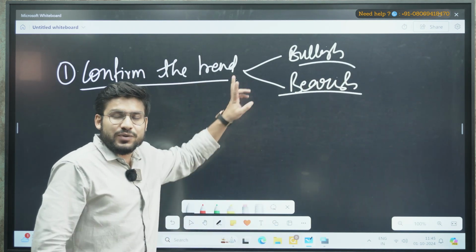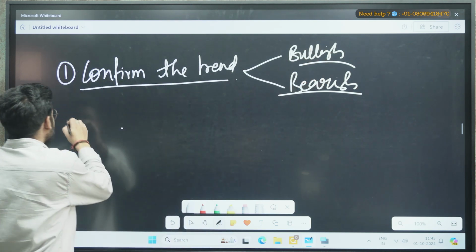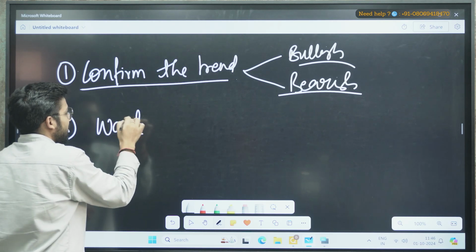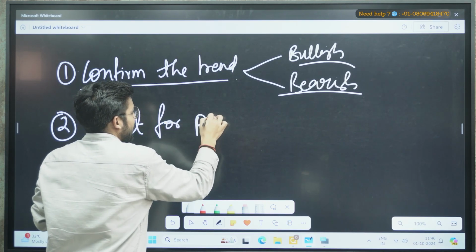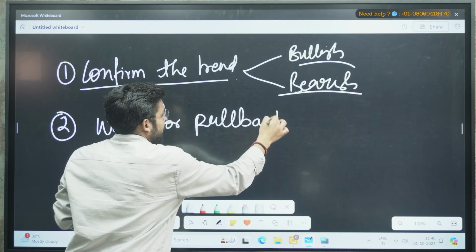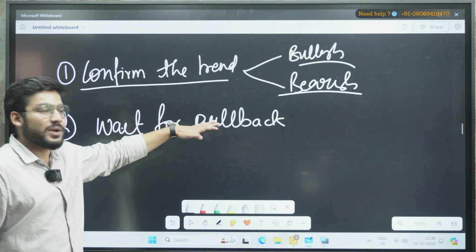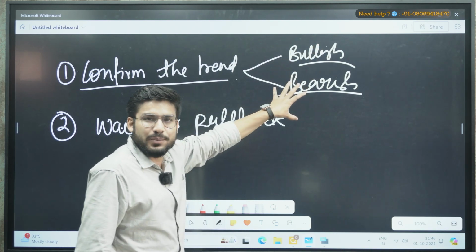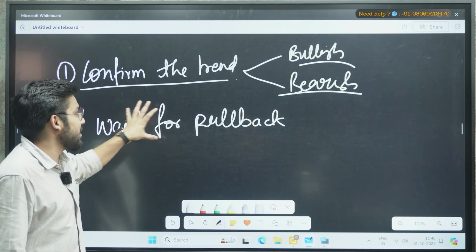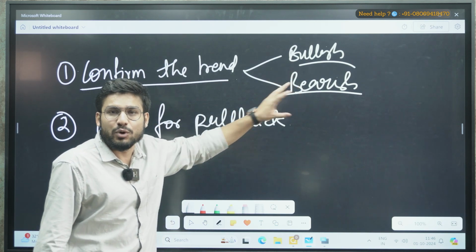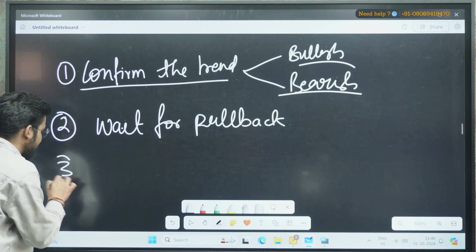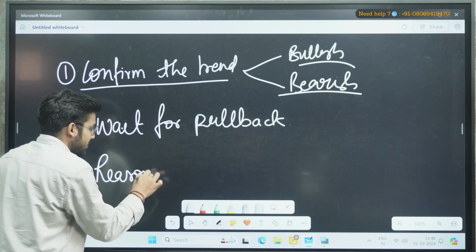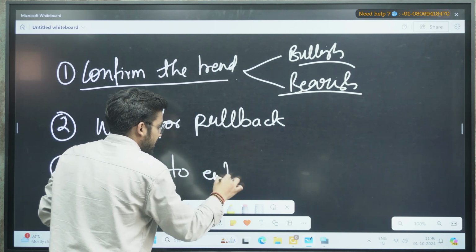Once we confirm the trend, then the second step is to wait for the pullback. When I confirm my trend, if there is a bullish trend or a bearish trend, then I go for the second step, that I have to wait for the pullback. And then the third and last step is the reason to entry.